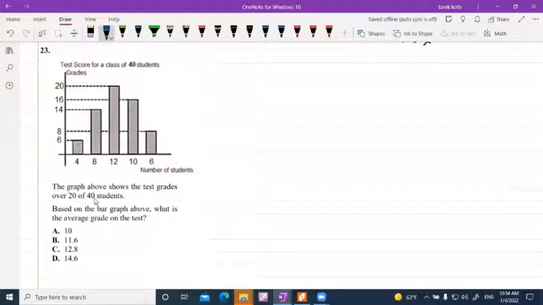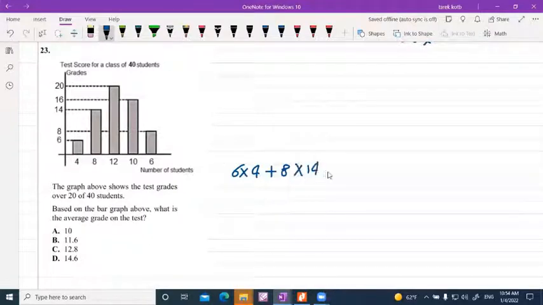Based on the graph above, what is the average? I want to get the average. How can you get the average? You multiply 6 by 4, 6 times 4 plus this is 8 times 14 plus 12 times 20 plus 10 times 16 plus 6 times 8 over total of the frequency.